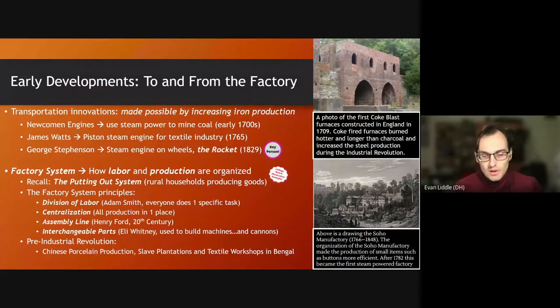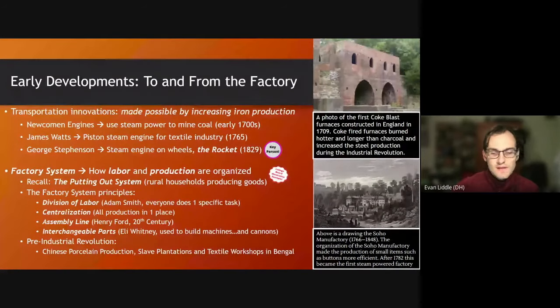It is worth noting that we have seen some features of this factory system prior to the Industrial Revolution. Chinese porcelain production during the Song, Yuan, and Ming dynasties also seemed to mirror a factory system. It had a very specialized division of labor. Slave plantations in the Caribbean also had a division of labor, and something that might have even resembled an assembly line in the way they processed sugarcane to be later sold, as well as textile workshops in Bengal also seemed to resemble a centralization of labor because they brought weavers together in one single place to produce goods.